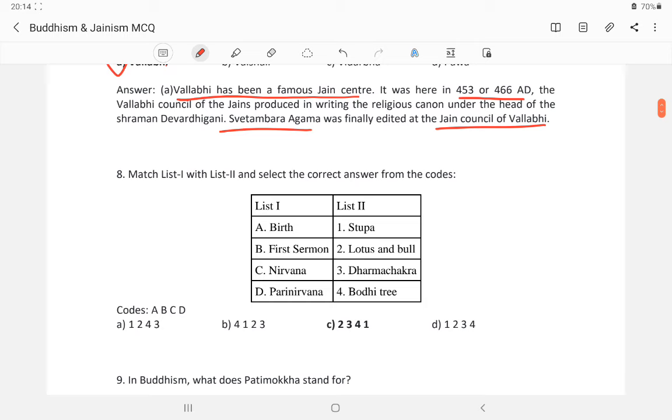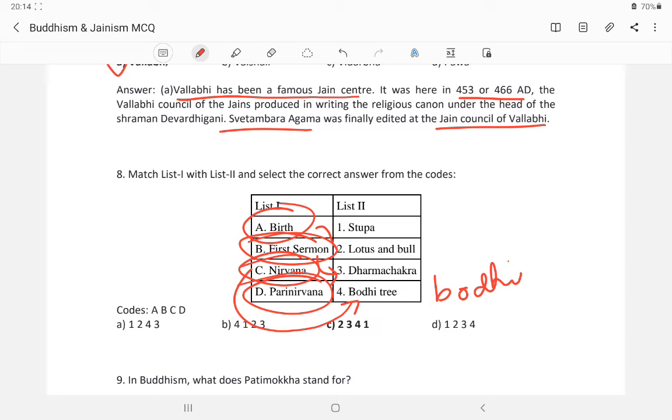Next, the life of Buddha and its symbols. The birth is shown by a lotus and bull. The first sermon is the first teaching, the Dharma Chakra Pravartana. Nirvana, the enlightenment, is under the Bodhi tree at Bodh Gaya. So it is the Bodhi tree, and Parinirvana is shown by a stupa. So the answer is 2, 3, 4, 1.